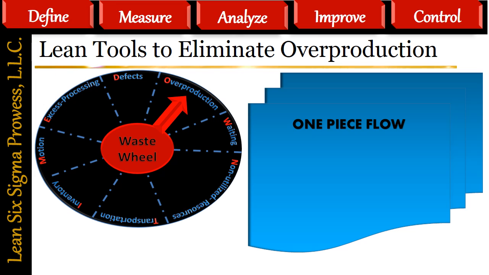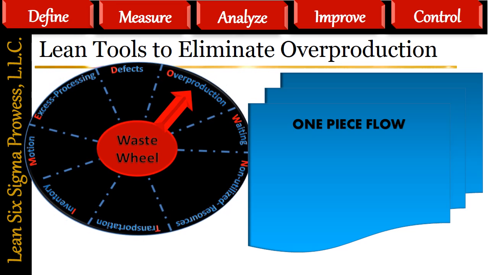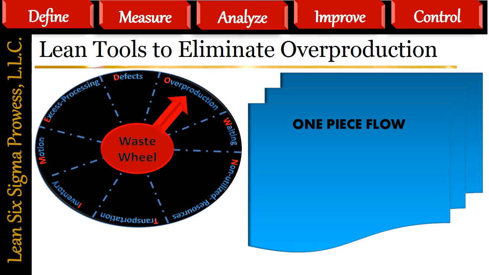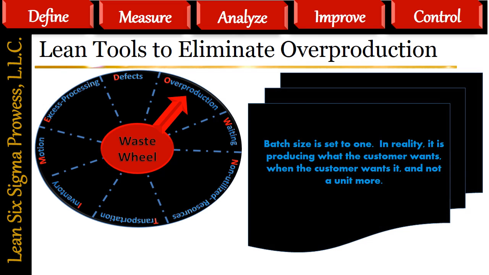One-piece flow is an effective measure against overproduction because it limits batch sizes to small quantities. The concept of one-piece flow is to limit the batch size to one. In reality, it is producing what the customer wants, when the customer wants it, and not a unit more. This philosophy is part of a pull production system, where production flows are produced just in time and changeovers are optimized to single-minute exchange of dies, SMED, allowing for an easy transition between products.